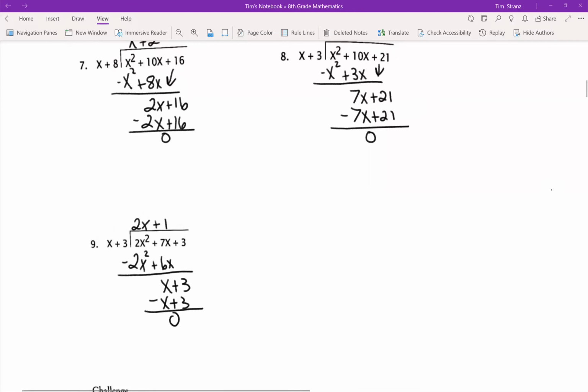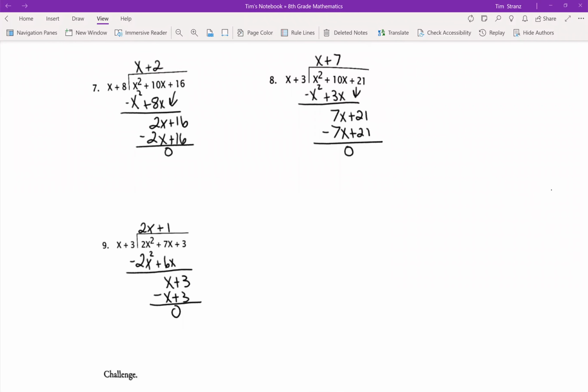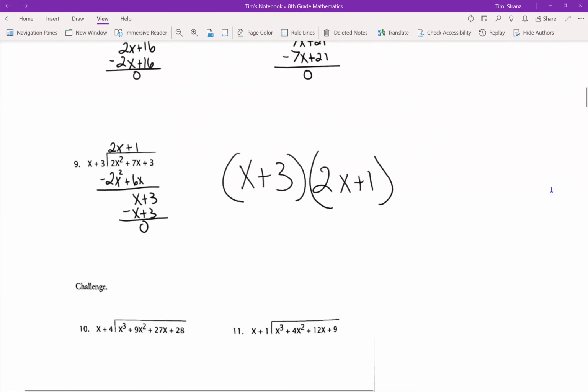In any of these, you can always go back and check your work. So let's just go back and check number 9, okay? So basically, if I take x plus 3, my divisor, and I multiply that by my answer, which was 2x plus 1, when I multiply these out, I should get the dividend, which is 2x squared plus 7x plus 3. So let's try it.